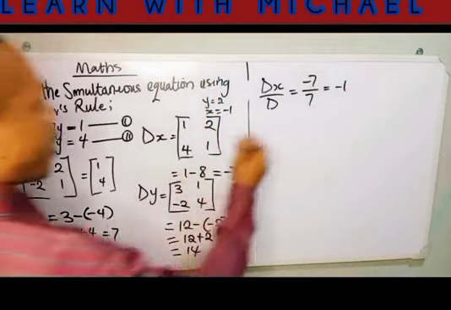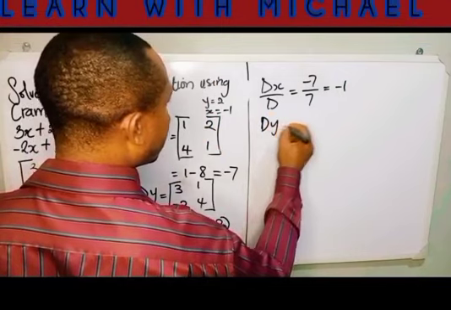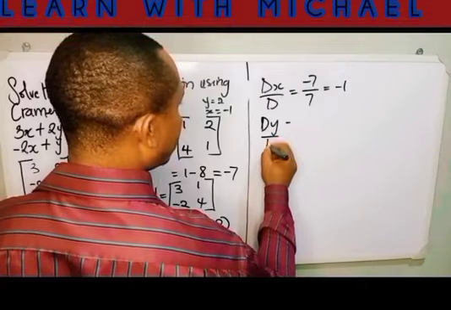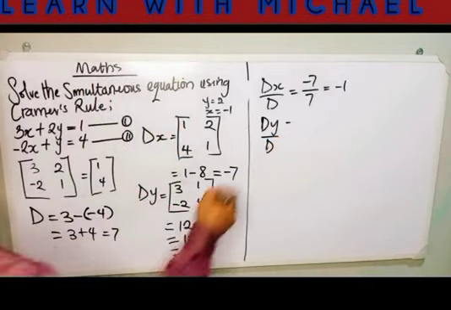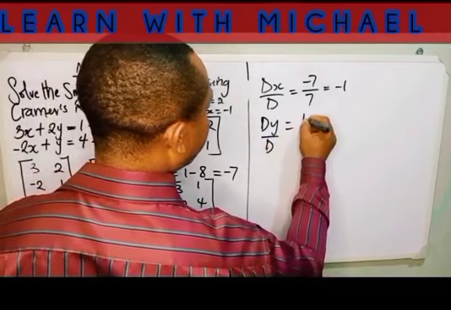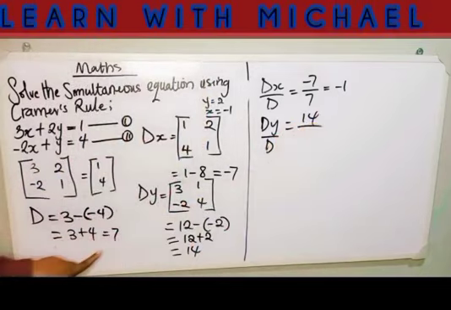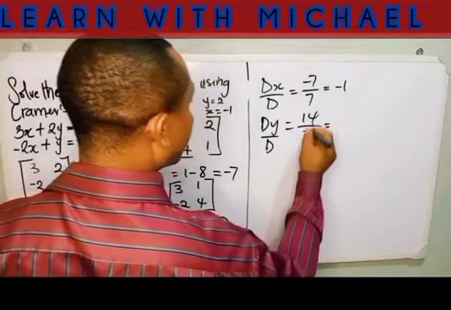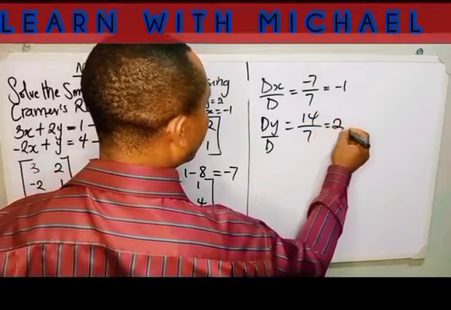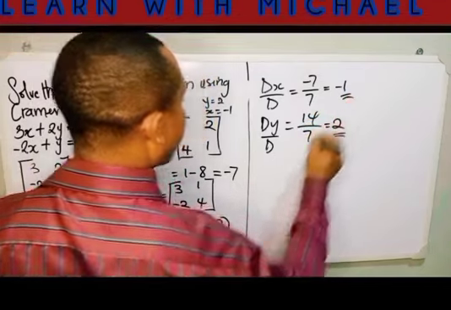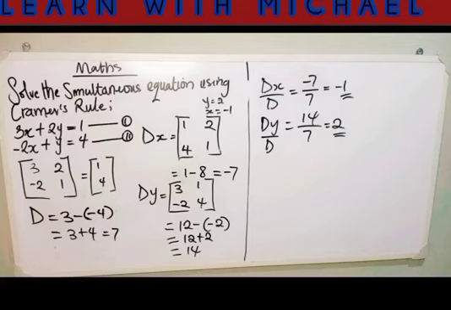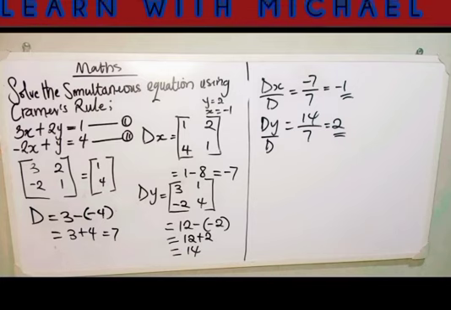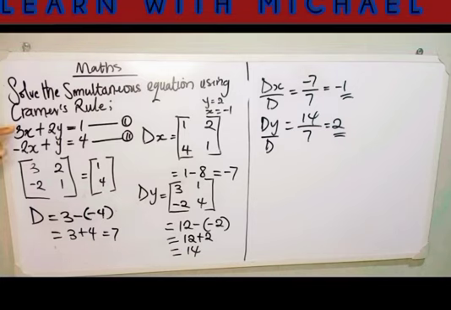Now, for the dy, we have our dy here, all over d. dy is what? 14. Equals to 14. Divided by what? Our d. Our d is what? 7. This will be 2, because 14 divided by 7 is going to give you 2. So with this, we've been able to solve this simultaneous equation using Cramer's rule.